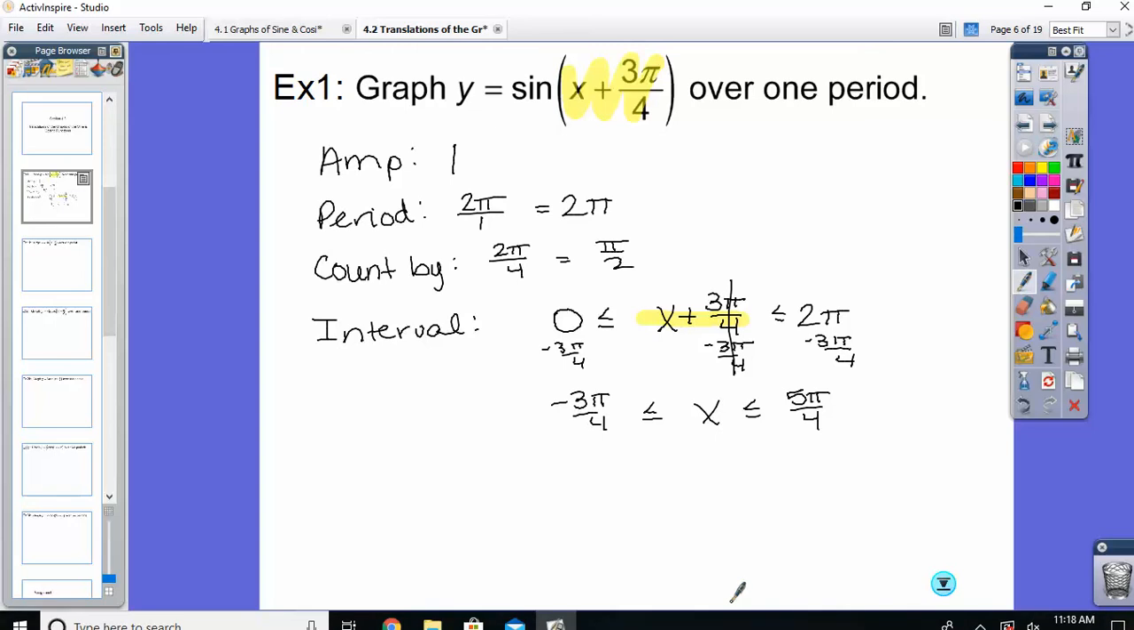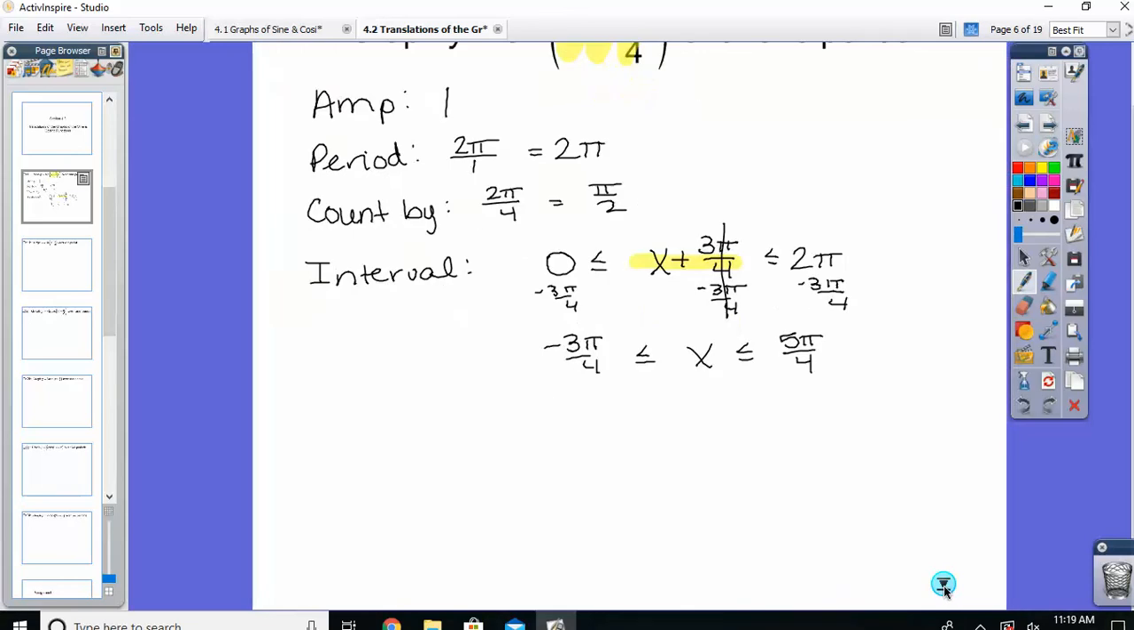Just 2 minus 3/4. What this tells me is it gives me an interval to get one complete cycle of sine. So that means when I go to graph this, my first point is going to be at negative 3 pi over 4, and my last point will be at 5 pi over 4. So let's start graphing. Since you're not starting at 0, make sure you do give yourself a little room on the negative side.